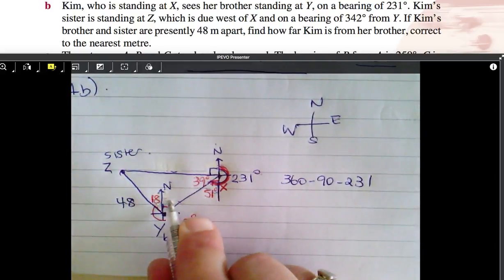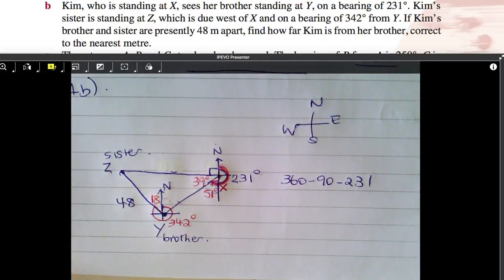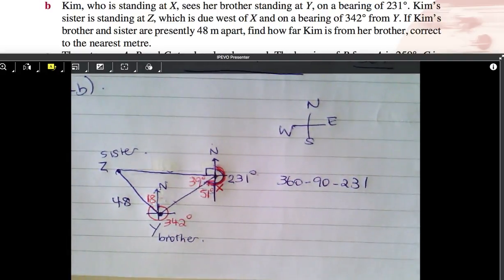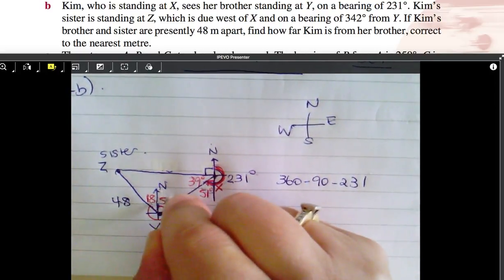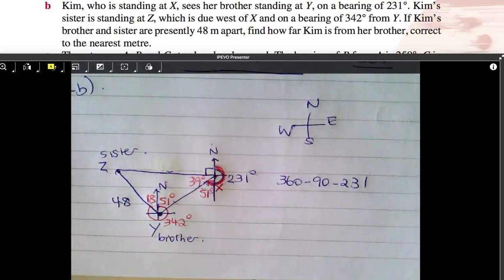Now, how can I work out this one here? Can you see parallel lines? Every time you've got north signs, they're parallel. North is north. There's only one north. So you can go alternate, that's 51. So therefore, that angle in there is 69.